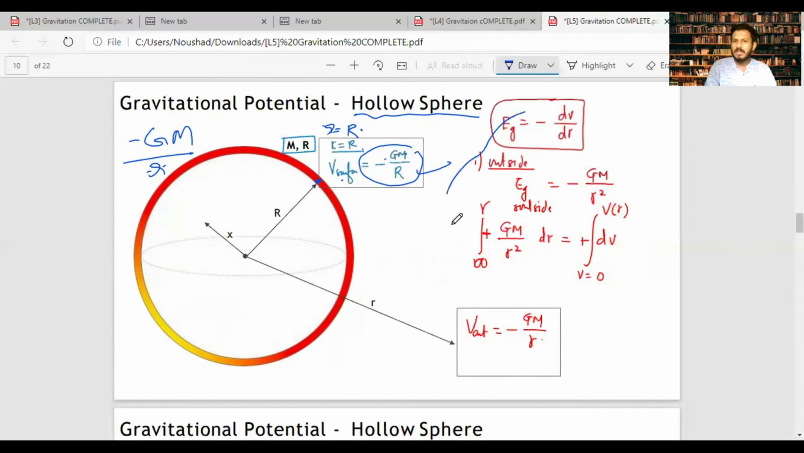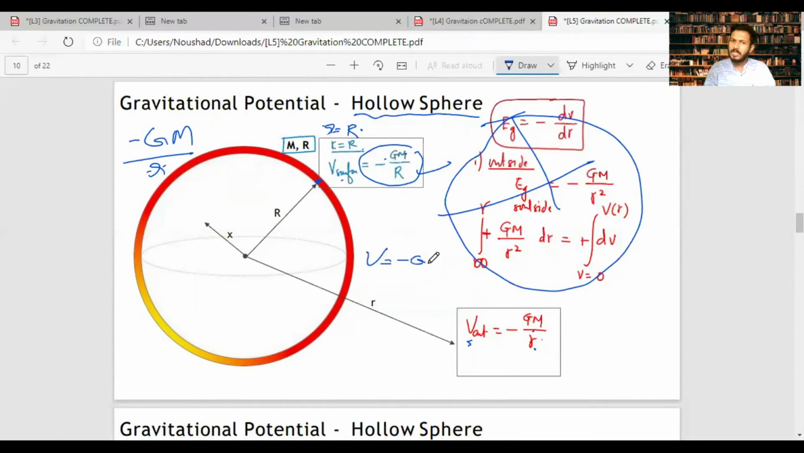This is the derivational part, which is not important. But this is very important: V outside is minus GM by R. We already told you about that. Potential is minus GM by r, but at the surface there is a small change. At the surface, r is equal to R, so the equation changes like this.